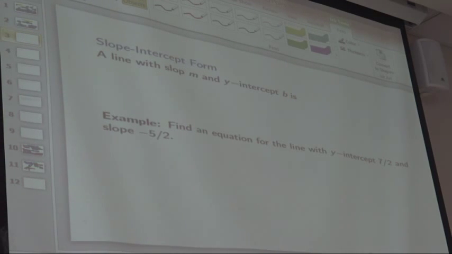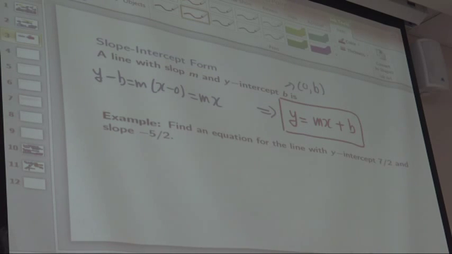And the slope-intercept form, this is what I mentioned before. The y-intercept is b, which implies we have the point (0, b). B is a given point, and then we can use y minus b equals m times (x minus 0), which is just mx. When we simplify this, we get y equals mx plus b. This is called slope-intercept because we know the slope m, and the b represents the y-intercept. And by looking at this, we can easily tell the slope is m and the y-intercept is b.